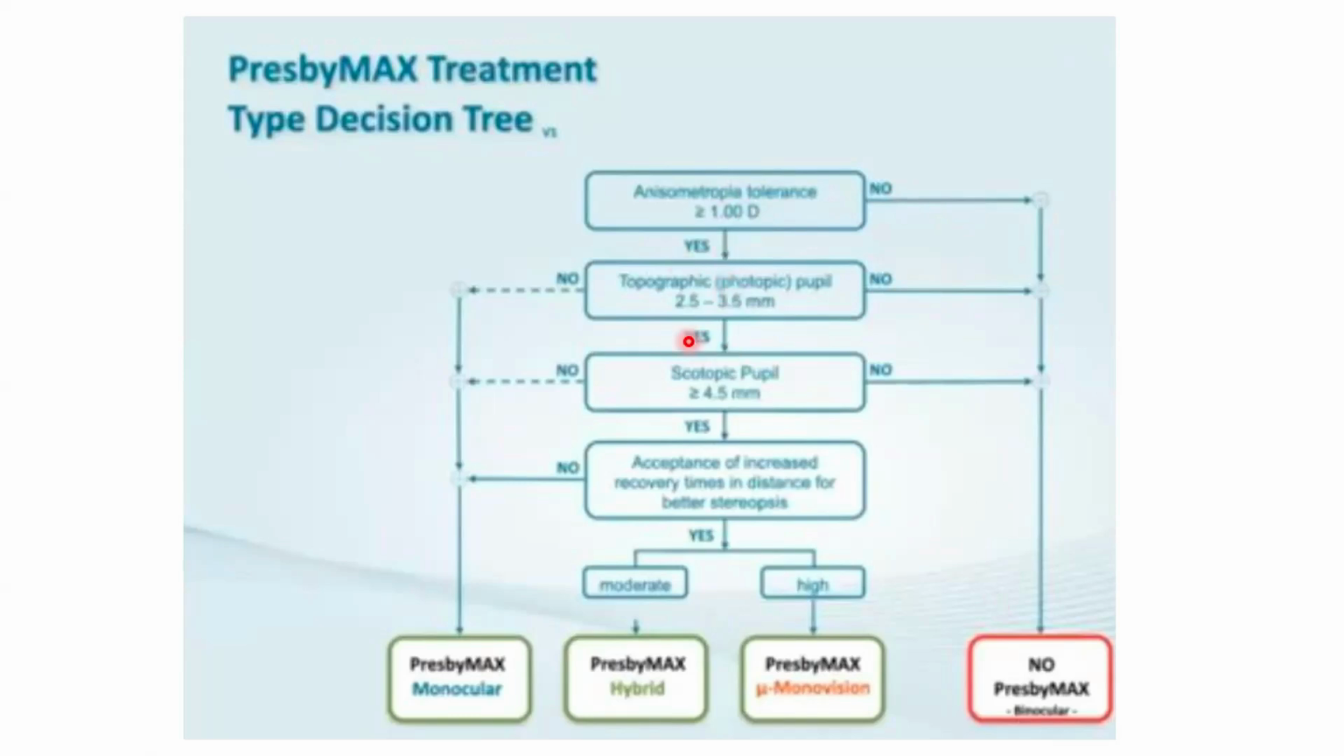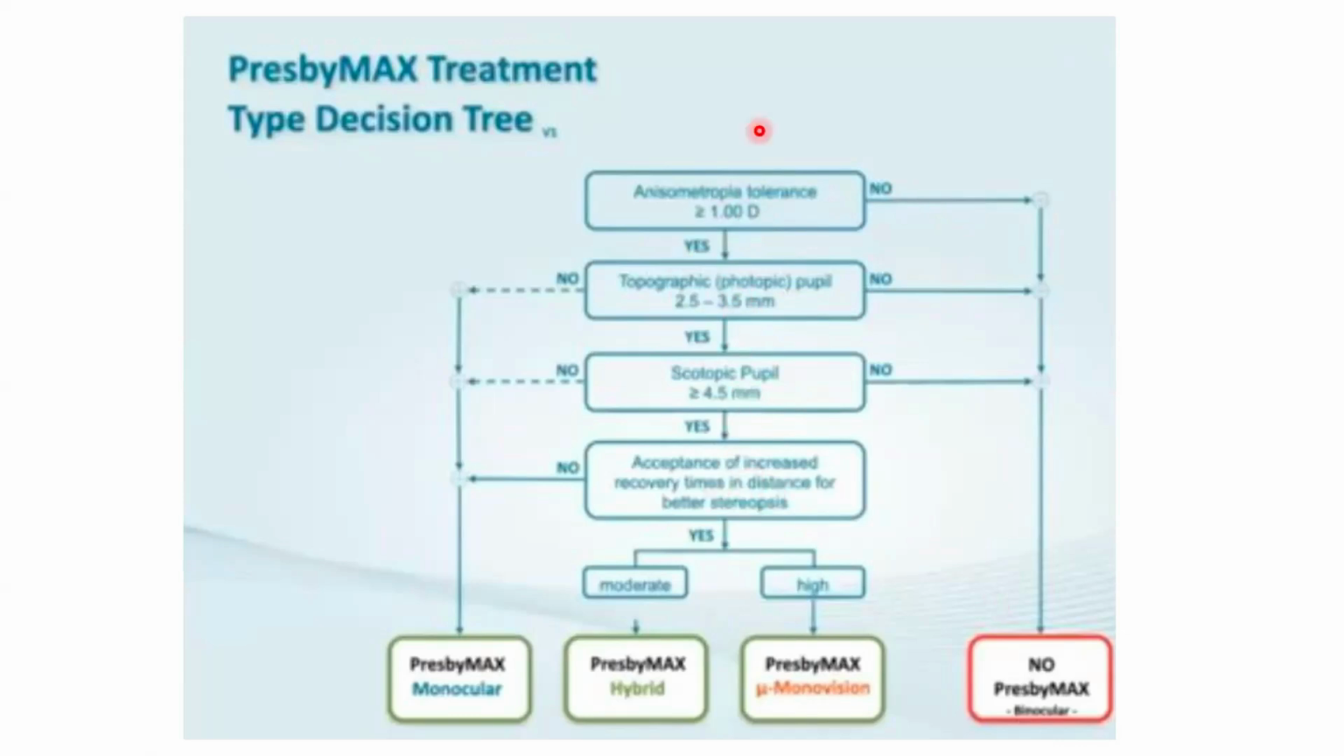Second criterion is the photopic pupil size, which should be between 2.5 to 3.5 mm. If the pupil size is too small or too large, the central 3 mm is not going to play a good role in the patient's near vision. Scotopic pupil more than 4.5 mm is ideal for distance vision. Only then can we go forward.